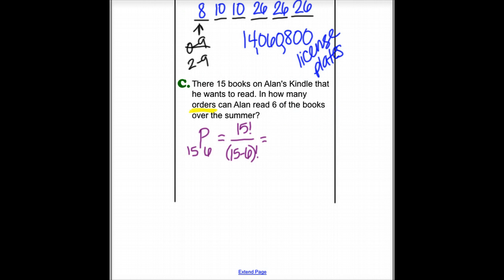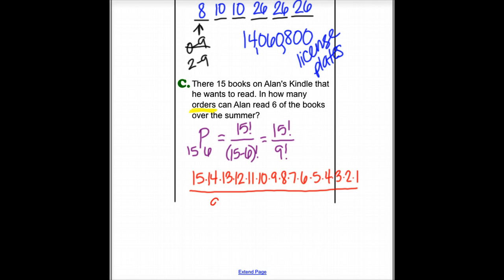That means we have 15 factorial over 9 factorial. I want to write this out so I can see how everything works out. That's 15 times 14 times 13 times 12 times 11 times 10 times 9 times 8 times 7 times 6 times 5 times 4 times 3 times 2 times 1 over 9 times 8 times 7 times 6 times 5 times 4 times 3 times 2 times 1. There's a 9 times 8 times 7 times 6 times 5 times 4 times 3 times 2 times 1 in the numerator and denominator, so those can all cancel out. What I'm actually going to use is 15 times 14 times 13 times 12 times 11 times 10.